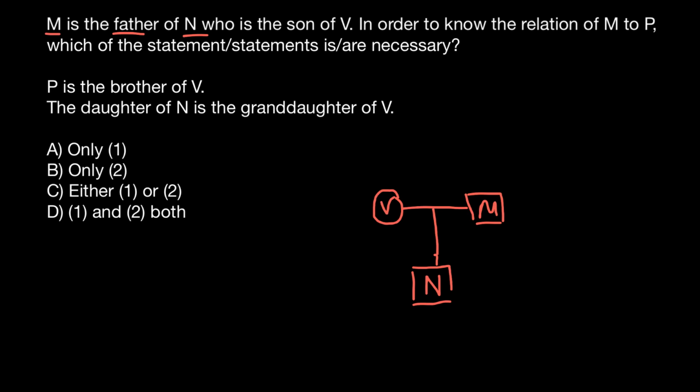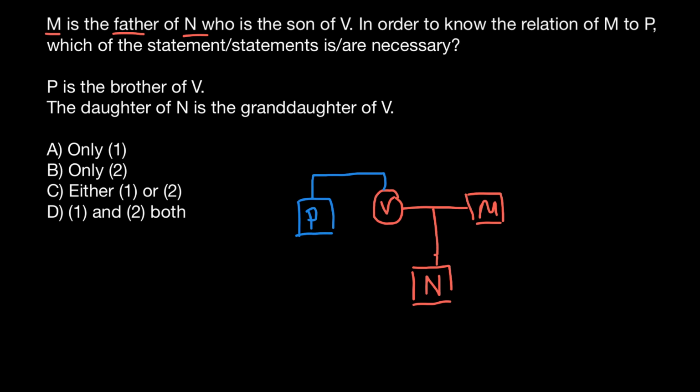And now let's analyze two statements. Statement number 1, P is a brother of V. So V has a brother. So I am using different color to show that this is statement number 1. And this is P, who is the brother of V.